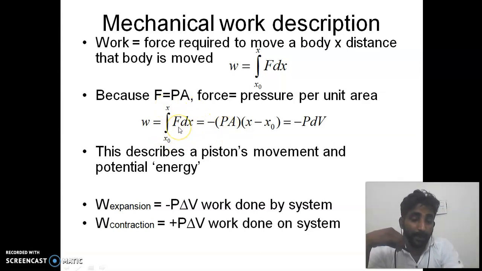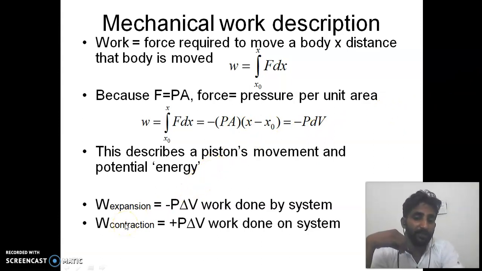As we know, force is equal to pressure into area, or we can say pressure is equal to force upon area, meaning pressure is force acting per unit area. So we will substitute the value of force with PA, pressure into area, and the integration of dx gives us x minus x0. Now area into total displacement gives us the total difference in volume, that is, how much the volume has been increased or decreased. So work will be equal to minus P delta V or minus P dV.